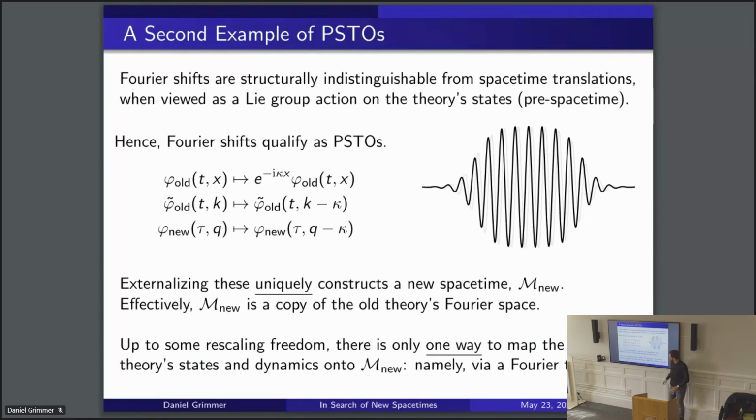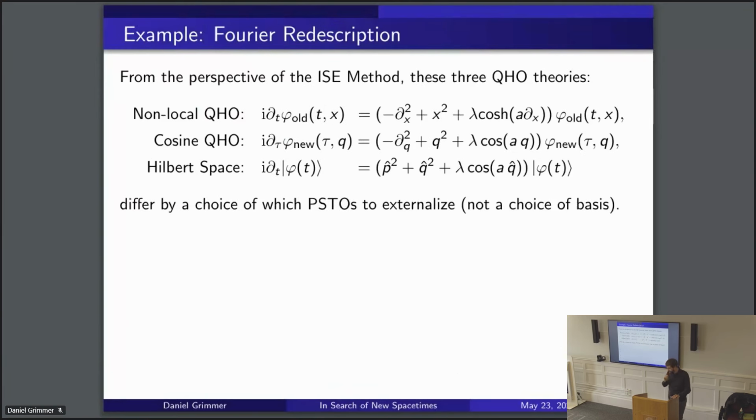I don't have time to go into the details now, but when you try and move the states over from the old spacetime to the new spacetime, there's exactly one way to do that, and it's via a Fourier transform. So we build the new spacetime, move the states over, and it all follows naturally from our choice of pre-spacetime translation operations. And so from this perspective, let's look at some quantum harmonic oscillators here.